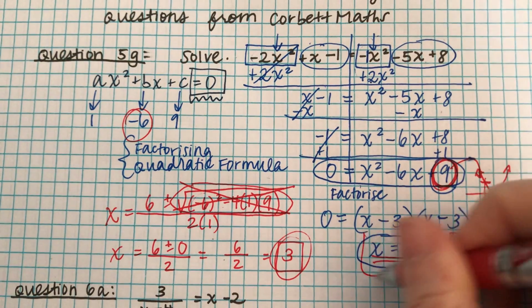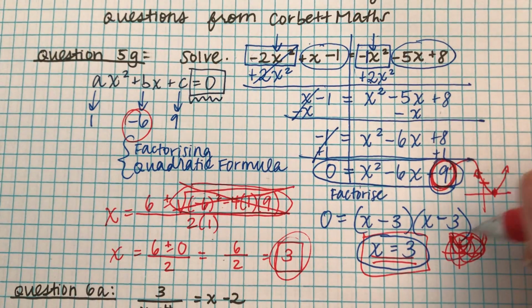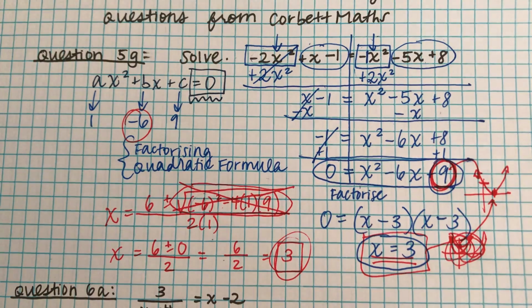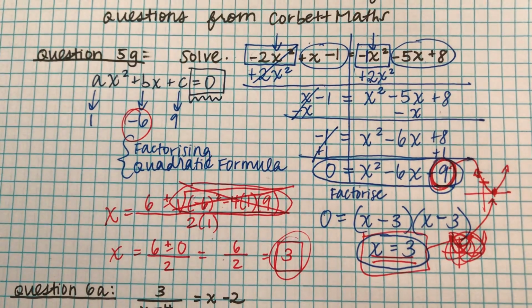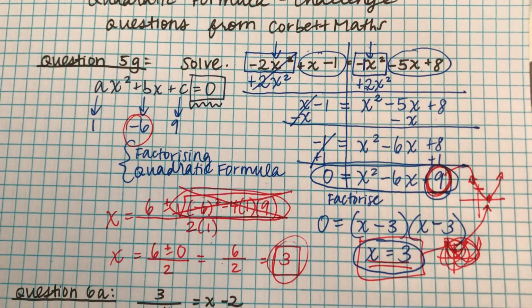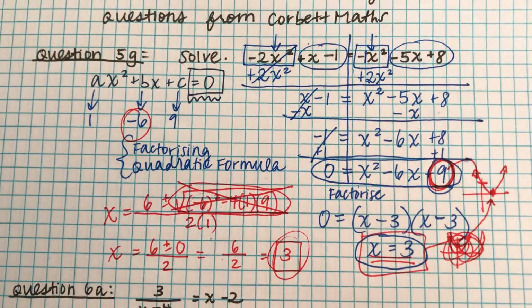But anyway, the solution is at x equals 3. Sorry, I should probably just cut all of that out. Anyway, the solution is at x equals 3. I probably won't cut it out. I'm just going to leave it in.